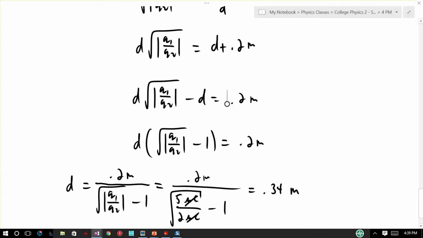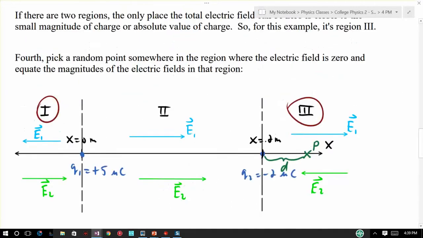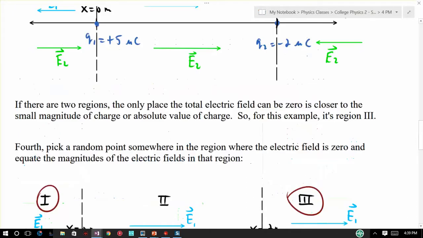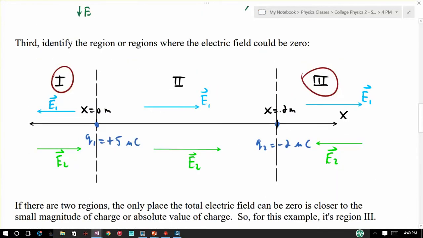Any other questions? Yeah. I'm still kind of confused on how you decided it was region 3. Because it's 1 or 3, so hopefully that makes sense. But you can't be close to a big charge, because the field produced by a big charge, if you're close to it, is huge. It will never equal the field from the other, smaller charge. So it's the smaller absolute value that you think about. Q2 has an absolute value of 2. Q1 has an absolute value of 5, right?